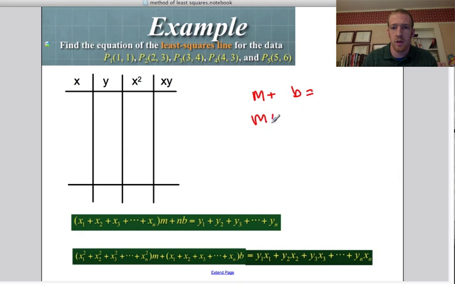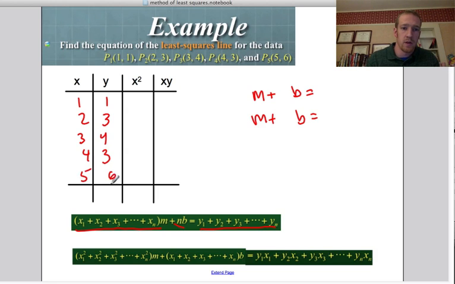Alright, so these are going to be the same, and it's just a matter of filling in these spots with numbers. So the first one is the sum of x's, number of points, and the sum of y's. So what we're going to do is write all our points here. 1, 1, 2, 3, 3, 4, 4, 3, and 5, 6.